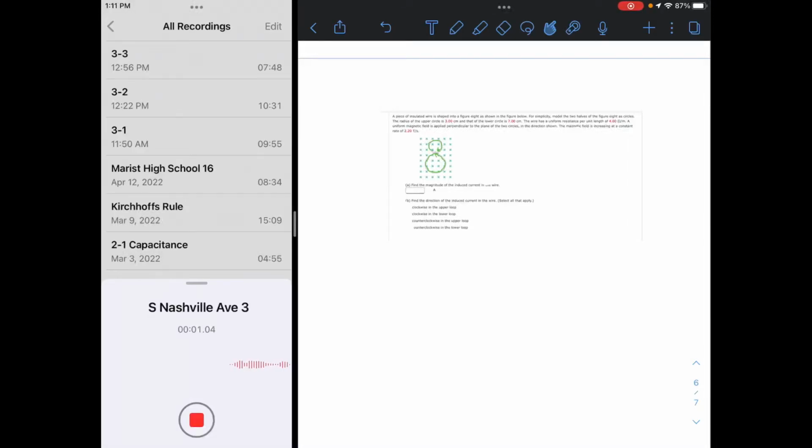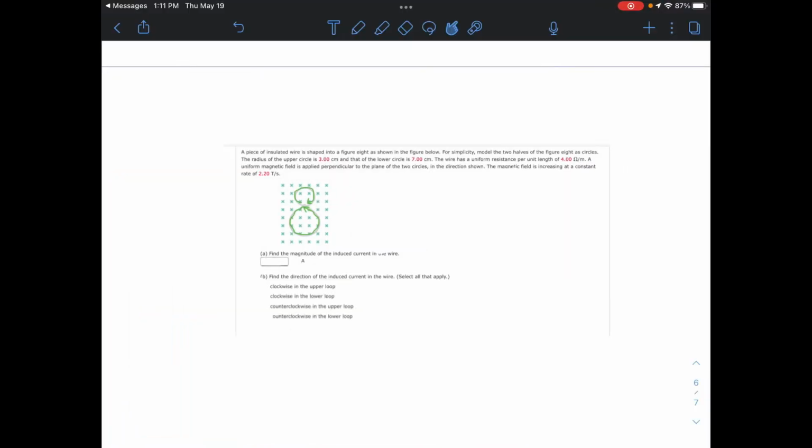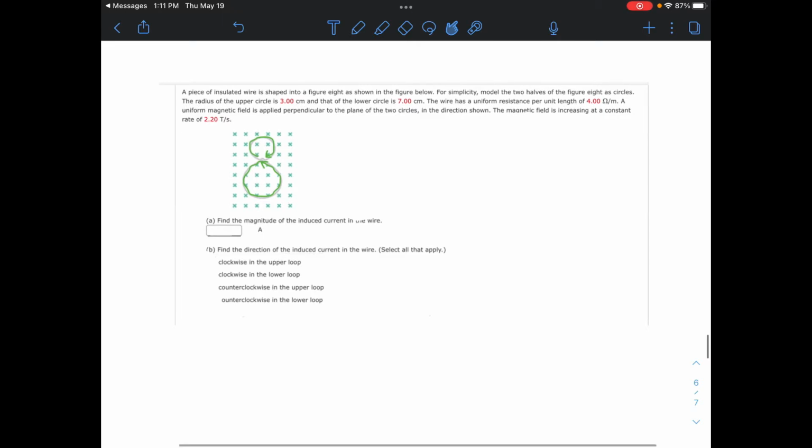Okay, this is web assignment 4-1. Before we even start this one, I'll be honest with you. This one did not make sense to me, and this one took a while.